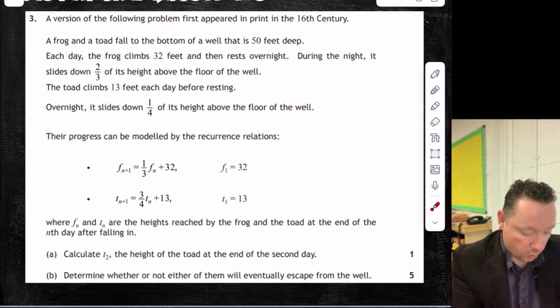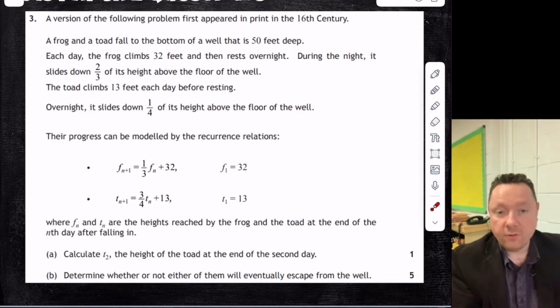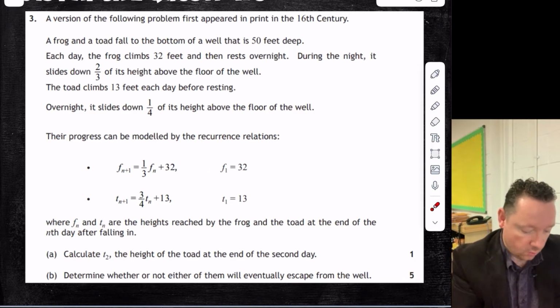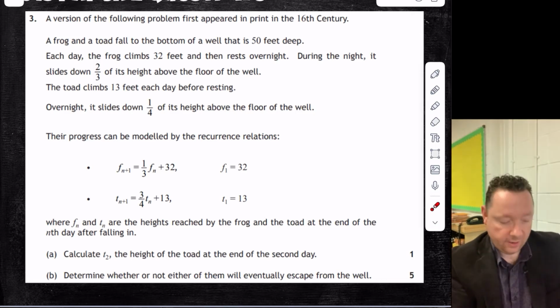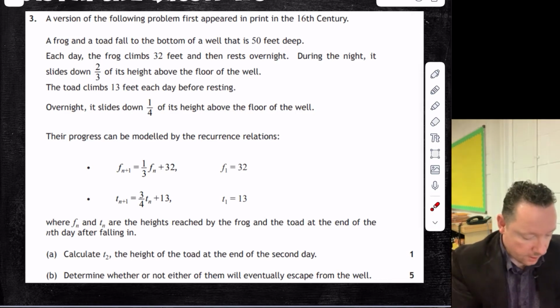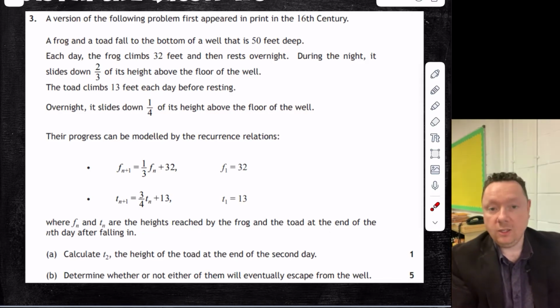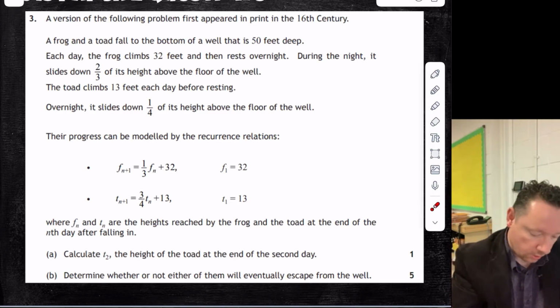It says the progress can be modelled by this. F of n plus 1 is a third f of n plus 32, and the first term is 32. And then for the toad, T of n plus 1 is 3/4 T of n plus 13, with the first term 13. And it says f and t are the heights reached by the frog and toad at the end of the nth day after falling in. Part A, calculate T2, the height of the toad at the end of the second day, only worth 1 mark. So to calculate T2, you just sub in T1. So let's just go ahead and do that.